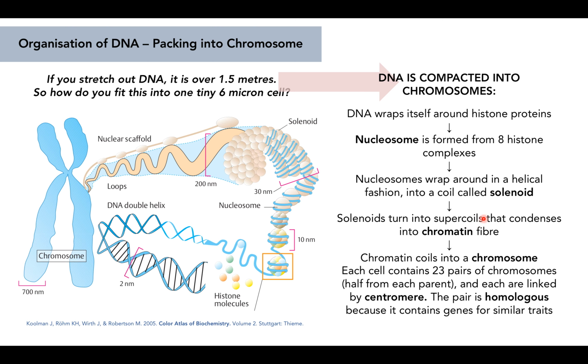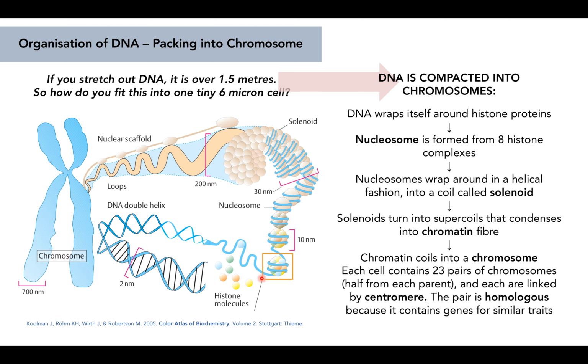So here we have the very long 3 billion base pair DNA. And the first thing we do with this DNA in order to fit it into a chromosome and a nucleus is to form a nucleosome. This is a nucleosome. So the DNA first forms a nucleosome. How do we form a nucleosome? Well, the DNA has to wrap itself around 8 histone molecules. So we have 8 histone molecules here, and the DNA wraps itself around the histone molecules to make one nucleosome.